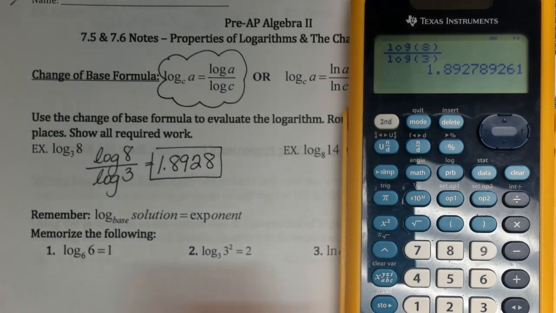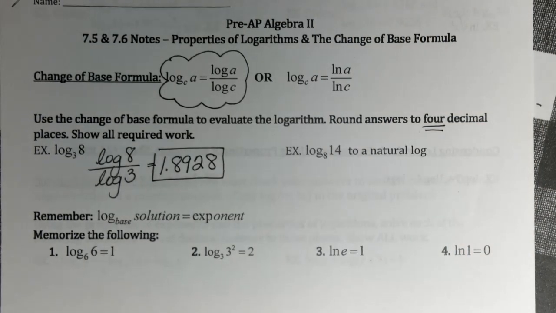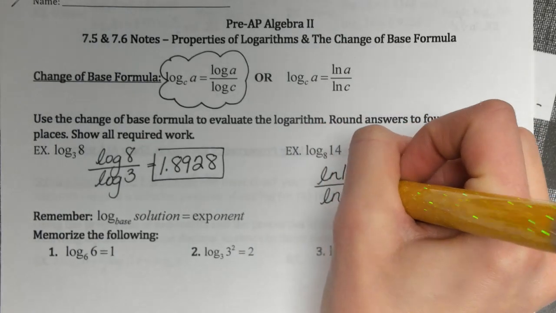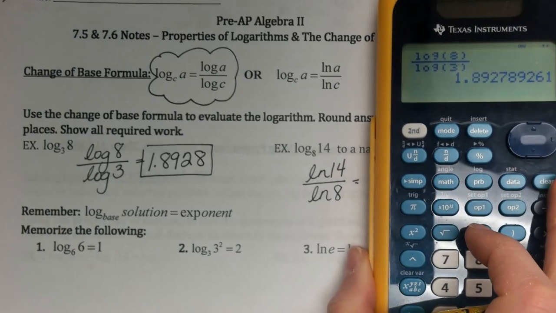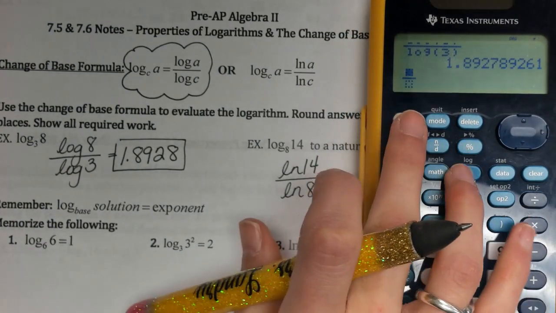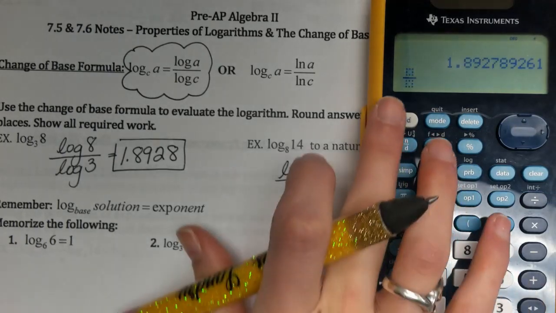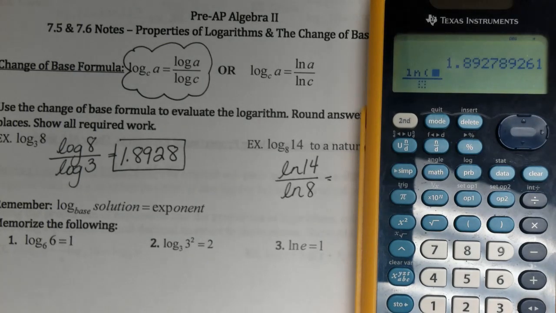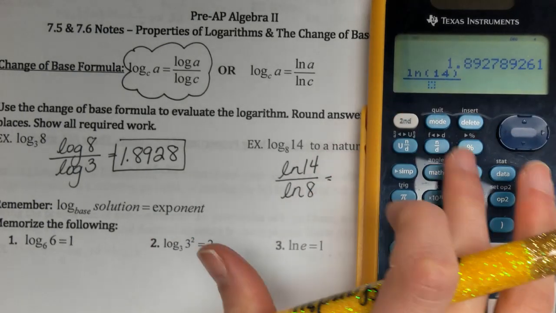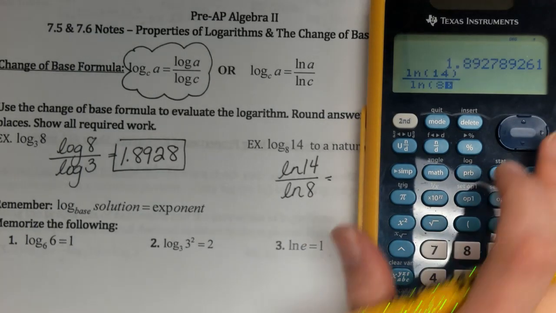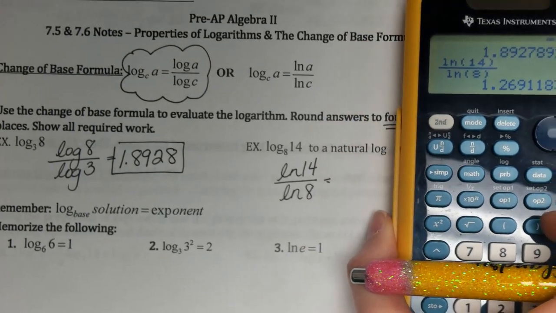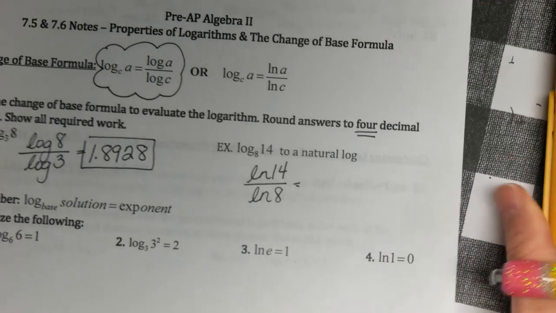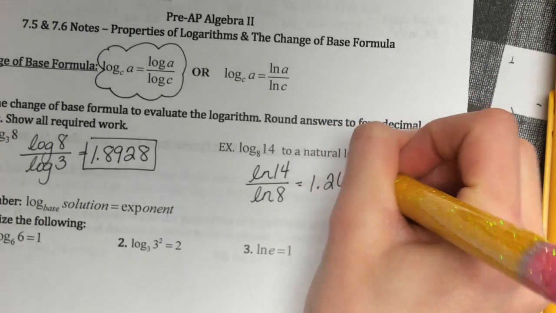Okay, very simple. So if I have log base 8 of 14 to a natural log, I'm going to do the natural log of 14 over the natural log of 8. So I set it up in my calculator. When you need natural log, you just go to the right, and you will see your natural log in your e-base. Okay, if I'm rounding that to 4 decimal places, what do I get? 1.2691.